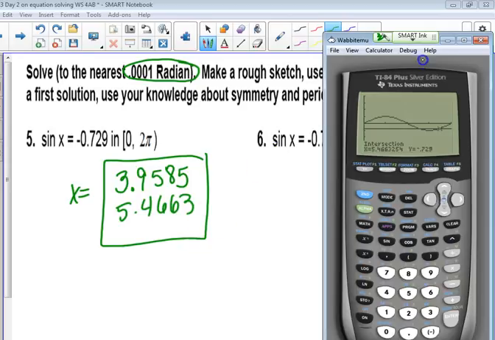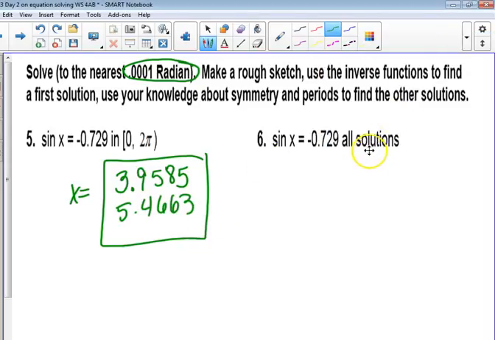But now what? Okay. This says all solutions, okay? Yeah, it is a sine graph. The period is 2 pi, so we're just going to put plus or minus 2 pi.